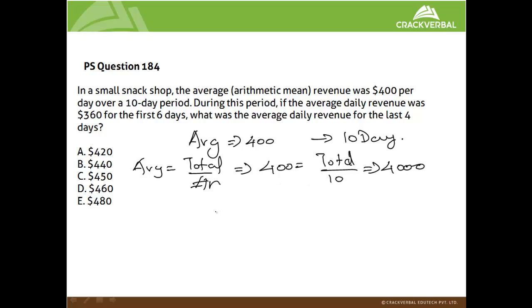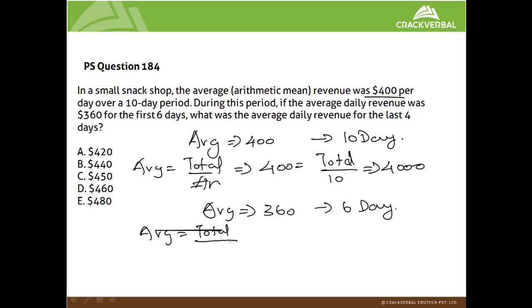During this period, the average daily revenue was $360 for the first 6 days. This was supposed to be 400, but in that period the average daily revenue was only 360. It is $40 less every day, so the average was $360 for a 6-day period. In that case the total would be, again, average is nothing but total divided by number of things.